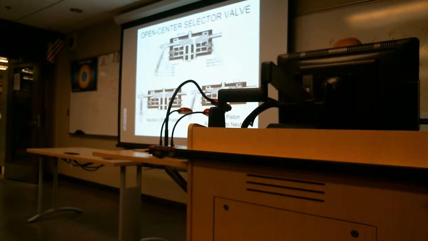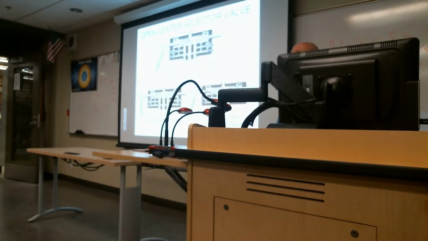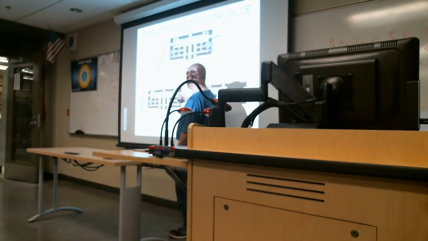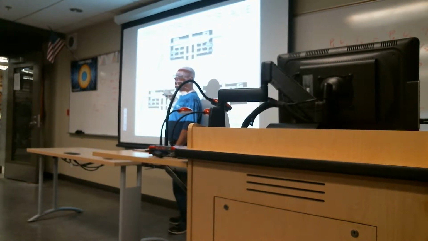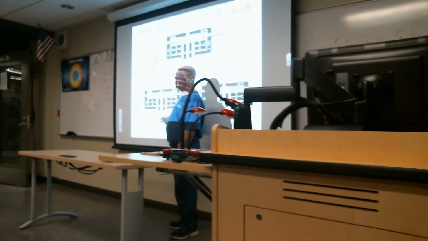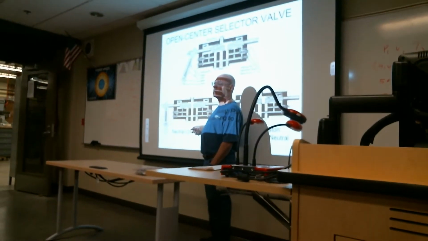Generally, open center systems had to have a selector valve that kind of looked like this. I've copied this picture out of an old airframe book to show you the complexity of that open center selector valve. In a neutral or off position, this is what you would see in the selector valve. The fluid flow from the pump goes right through it and then circulates back to the reservoir.